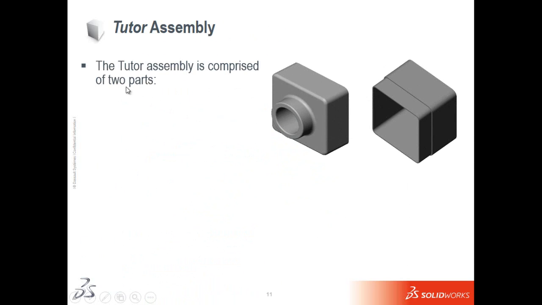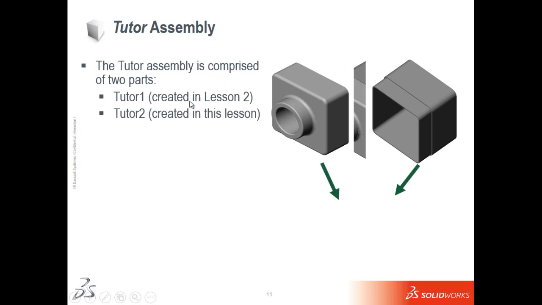Tutor assembly. The Tutor assembly is comprised of two parts. Now that we created Tutor 2, we're going to create an assembly using Tutor 1 and Tutor 2. Tutor 1 was created in Lesson 2. Once again, I've placed this Tutor 1 with the correct dimensions in the file folder in Microsoft Office 365 Teams in the Lesson 4 Parts folder. Tutor 2 will be created in this lesson.